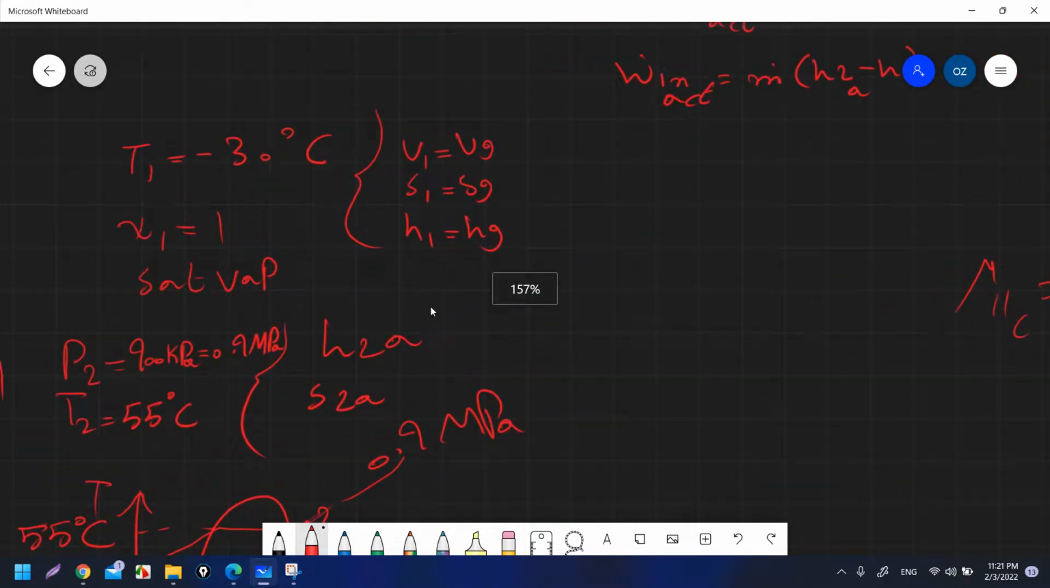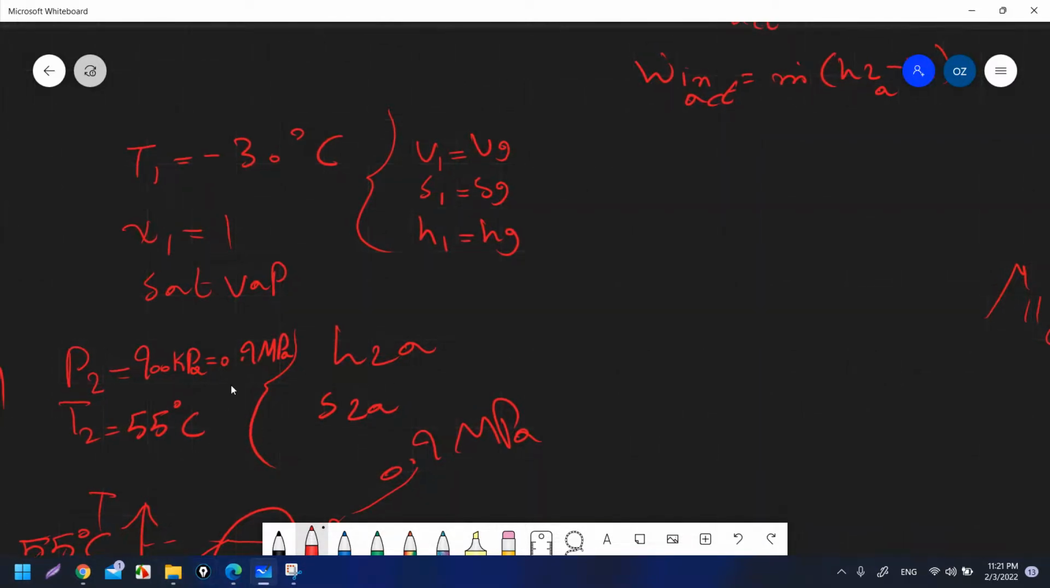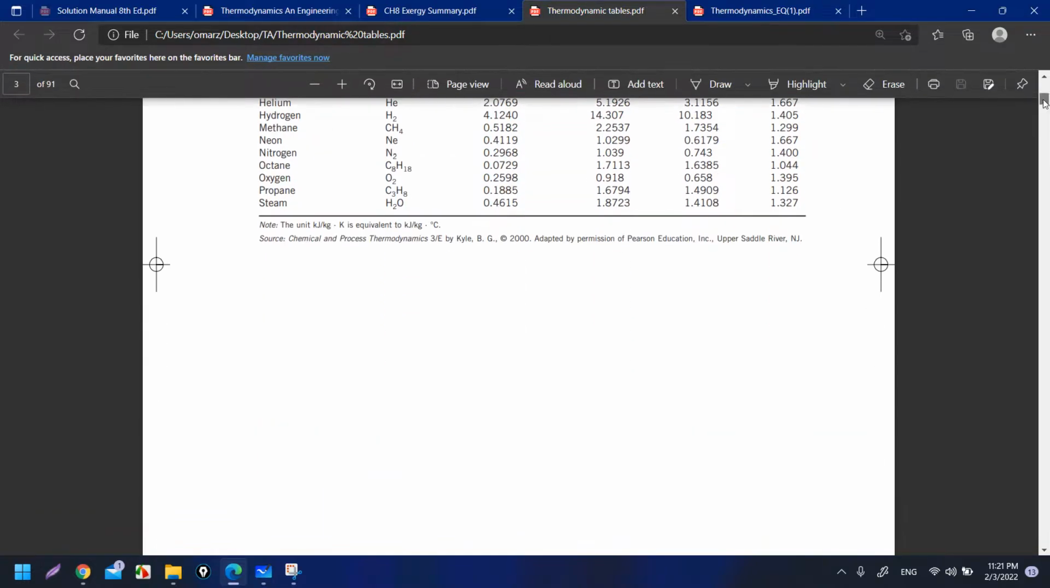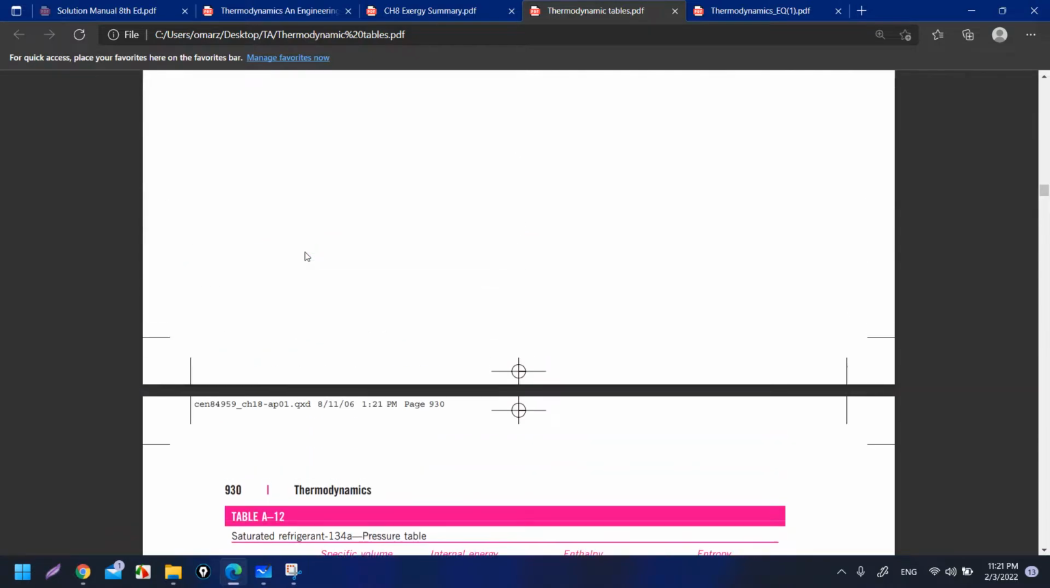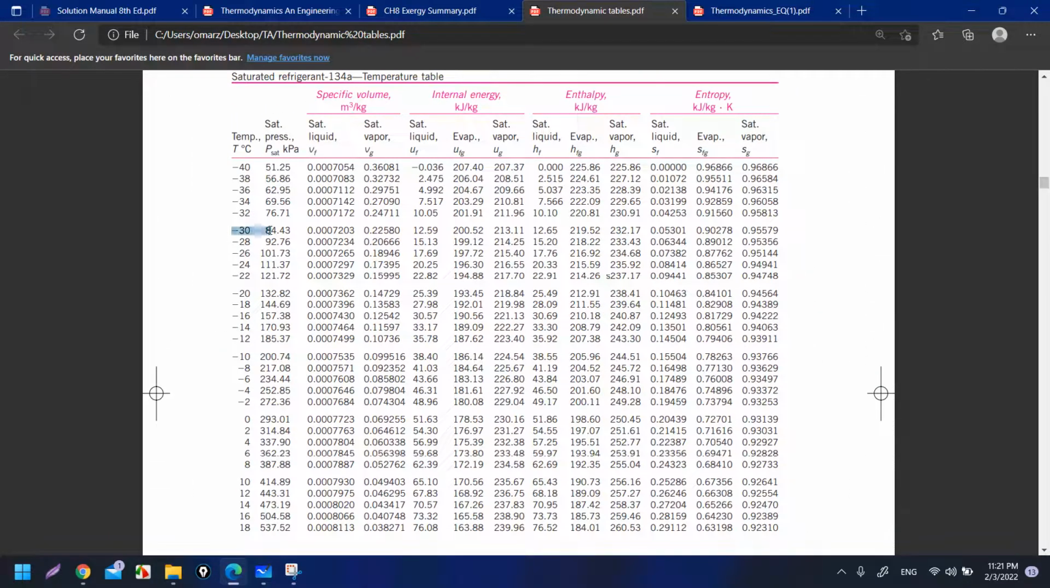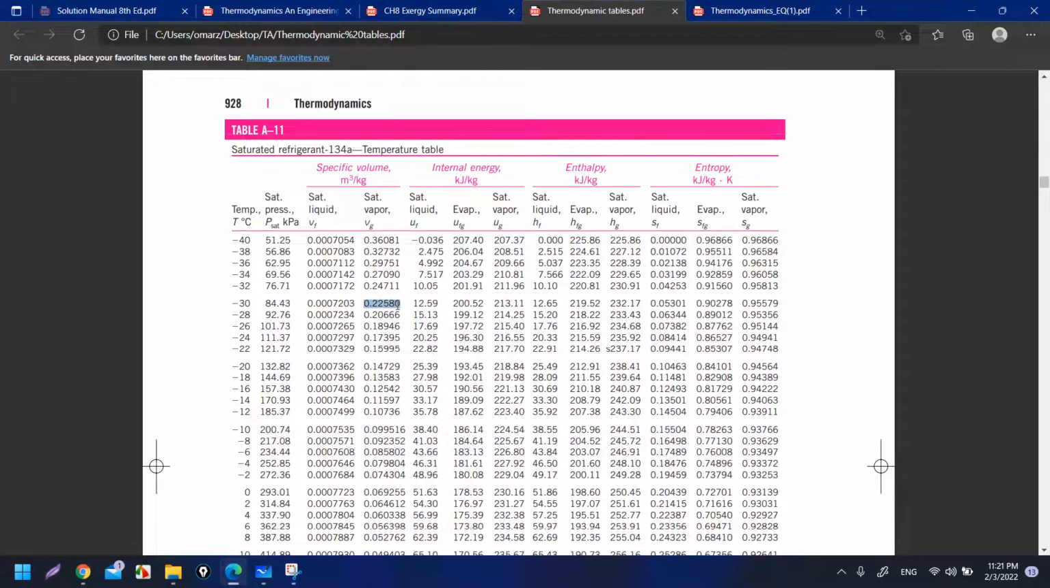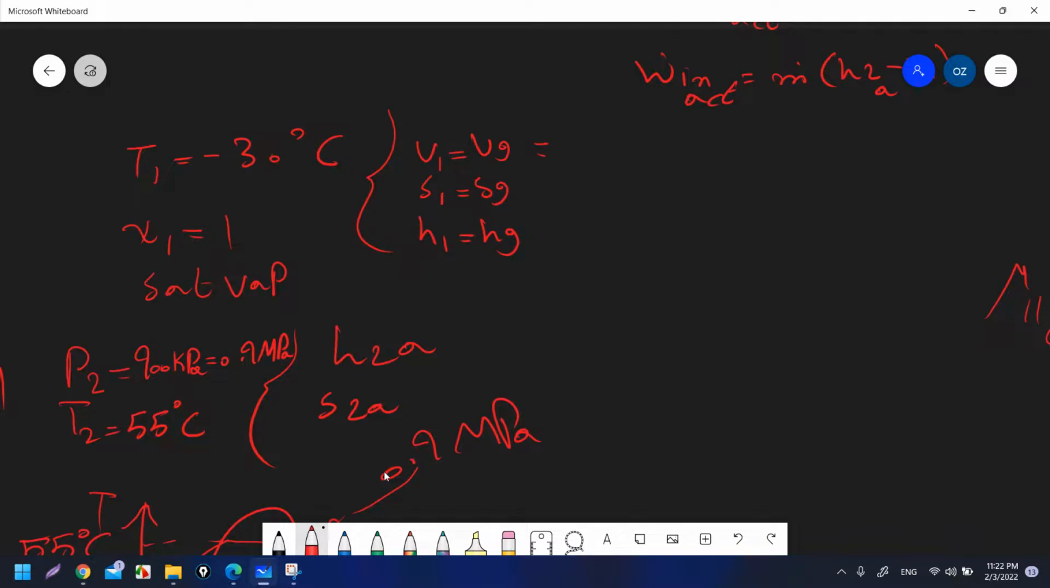Okay, so let's start with state 1. I have the temperature, and it is the refrigerant, right? So I have to go to table A11, at temperature -30, and it is a saturated vapor, so I will get vg, hg, and sg. This will give you v1 = 0.2258 meter cubed per kilogram. S1 equals sg equals 0.95579 kilojoule per kilogram Kelvin, and h1 equals hg, this is 232.17 kilojoule per kilogram. Okay, that is for state 1.